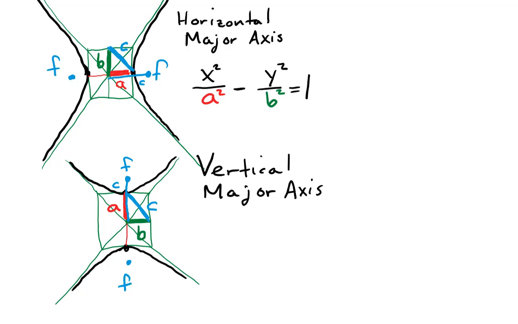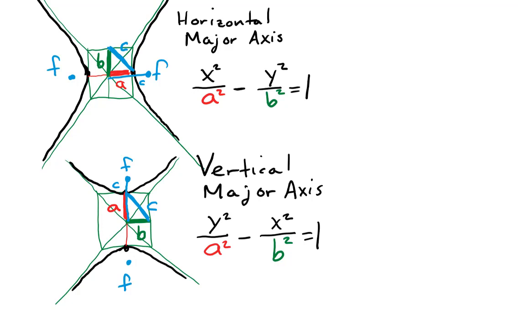The equation is similar to the previous one. We could derive it in the same way, but this video is long enough already. Again, the variables x and y appear in squares. The denominator under the y squared is a squared, because a is the distance from the center vertically to the top or bottom of the central rectangle. The denominator under the x squared is b squared, because b is the distance from the center horizontally to the side of the central rectangle. The subtraction is a key element of the hyperbola equation, but this time the order is reversed. When the major axis is vertical, the y squared term is the positive one, and the x squared term is subtracted from it.